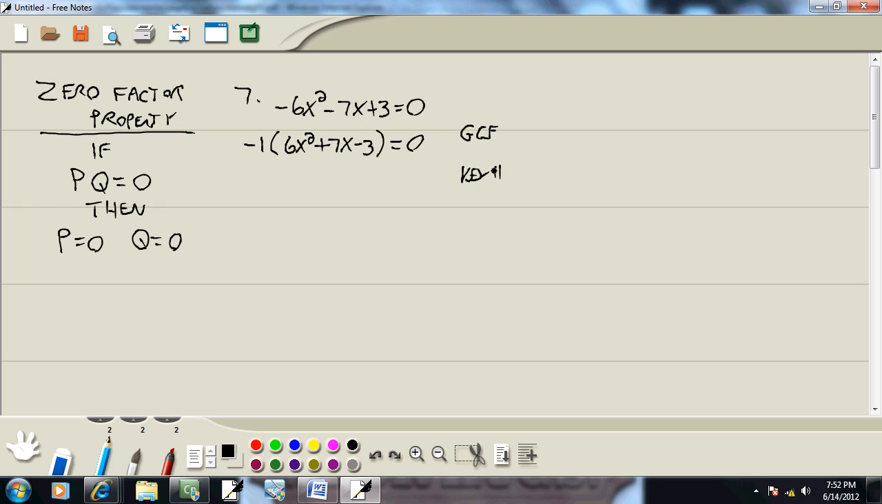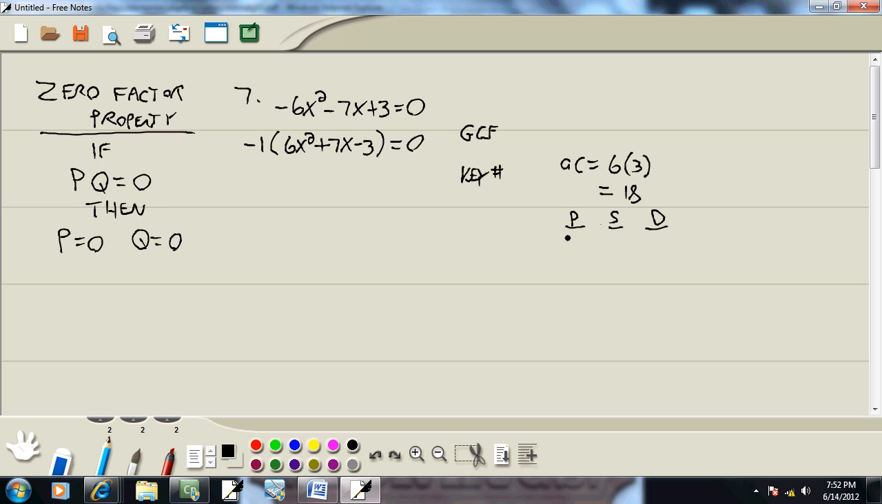Now the next method we use is key number. We got x squared, x, no x, and there's a number for the x squared. With the key number, we take the number at the beginning, which is 6, times the number at the end, which is 3. Now notice that's a negative 3, but I ignore signs. We handle that later on. 6 times 3 is 18.